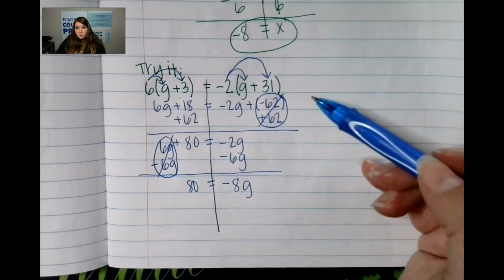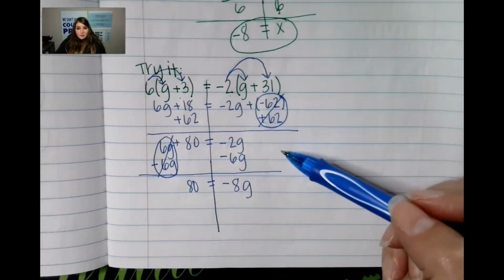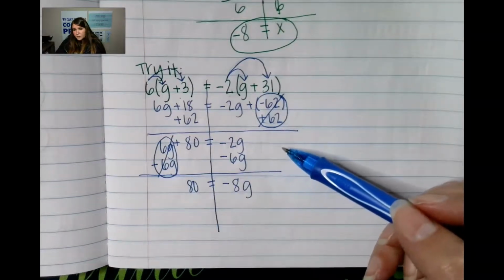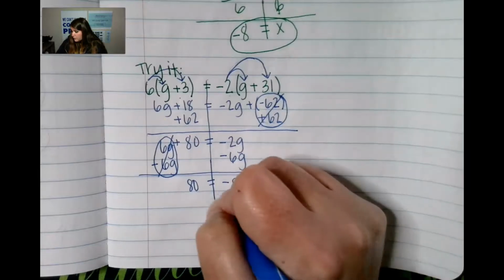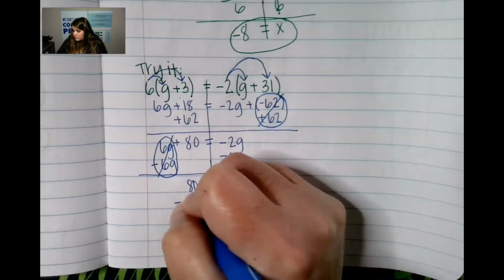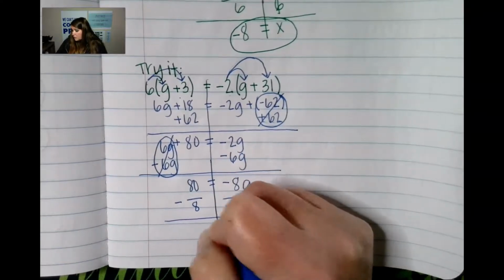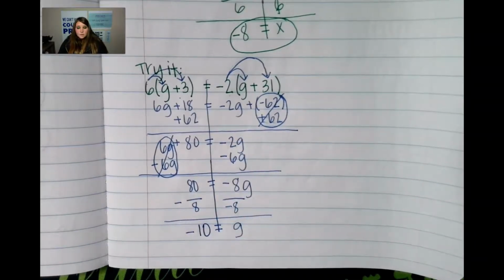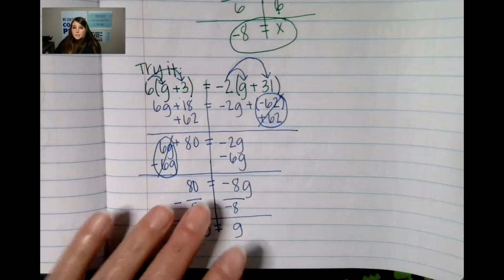So here you have distributive property. Here we have moving things from one side to the other to make them the same. Here and here. And now what we are ready to do is isolate that variable down below. So I'm going to divide by -8, divide by -8, and I get g equals -10. So we're going to take this and plug it in and see how did we do on this problem.